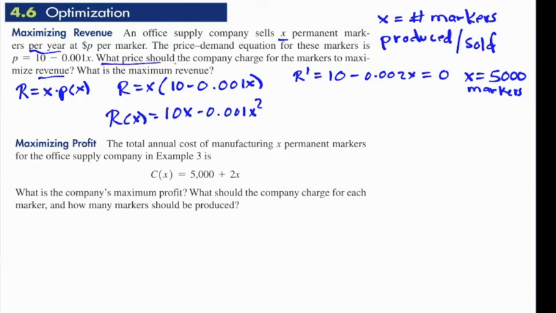It says, what price should the company charge for the markers? Well, we needed that x to plug back into the price function. So little p for the price, I'm saying little p because big P would be profit, little p of 5,000 is equal to 10 minus 0.001 times 5,000. And that tells us the price is $5 per marker.